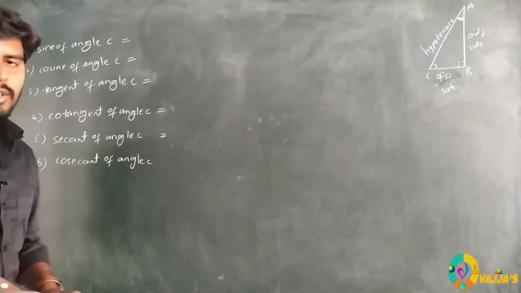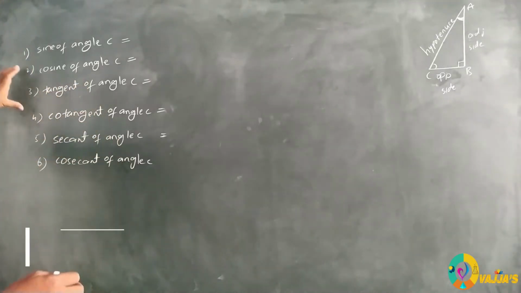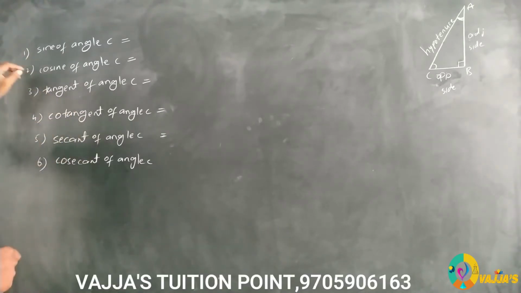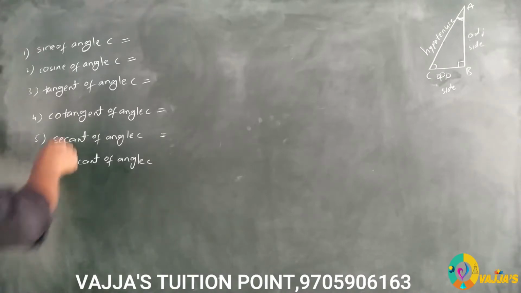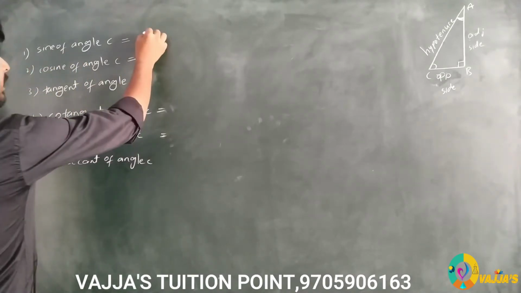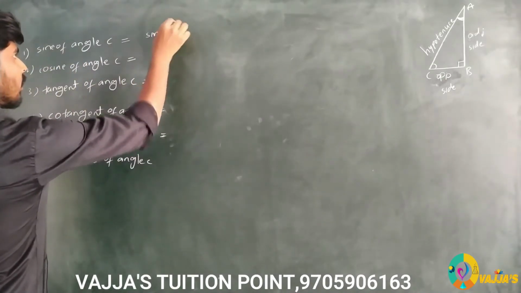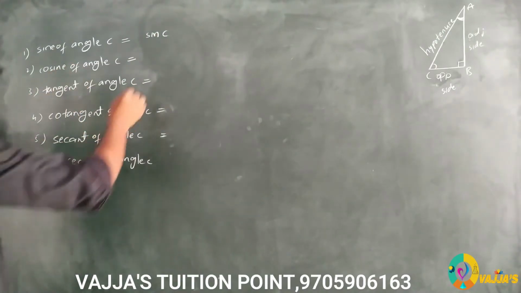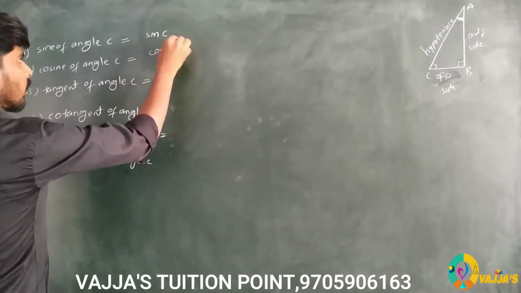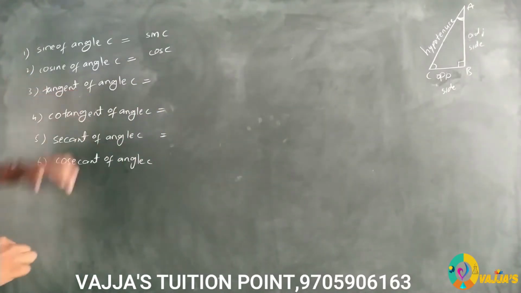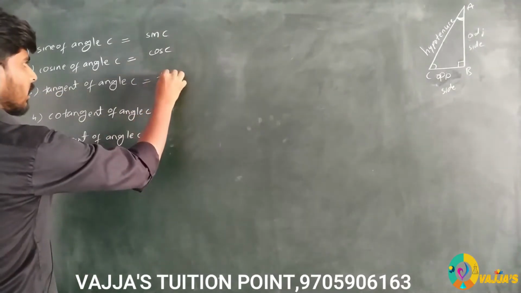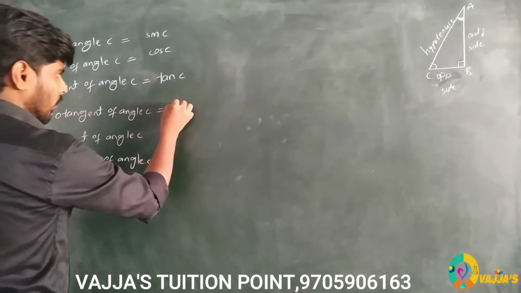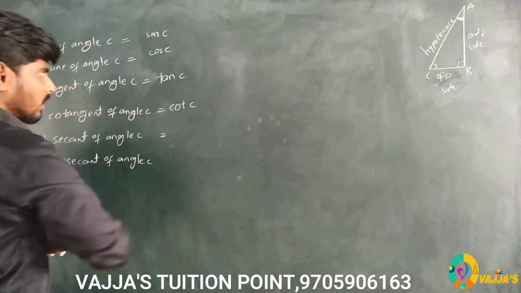Okay, look carefully here. These 6 trigonometric ratios we can write in short form. Sine of angle C we can write as sin C. Cosine of angle C we can write as cos C. Tangent of angle C we can write as tan C. Cotangent of angle C we can write as cot C.